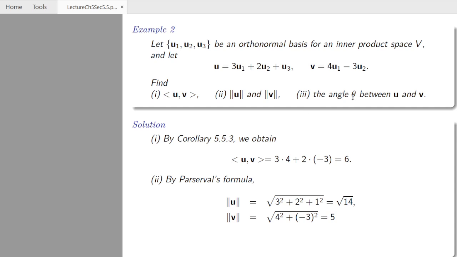All right, so next we need to evaluate the angle theta between u and v. By the formula, theta equals the arc cosine of this quotient. Now we have the inner product here, that's 6, and then we have the lengths. Then we get this value. And the arc cosine of this quotient is the angle theta between u and v.